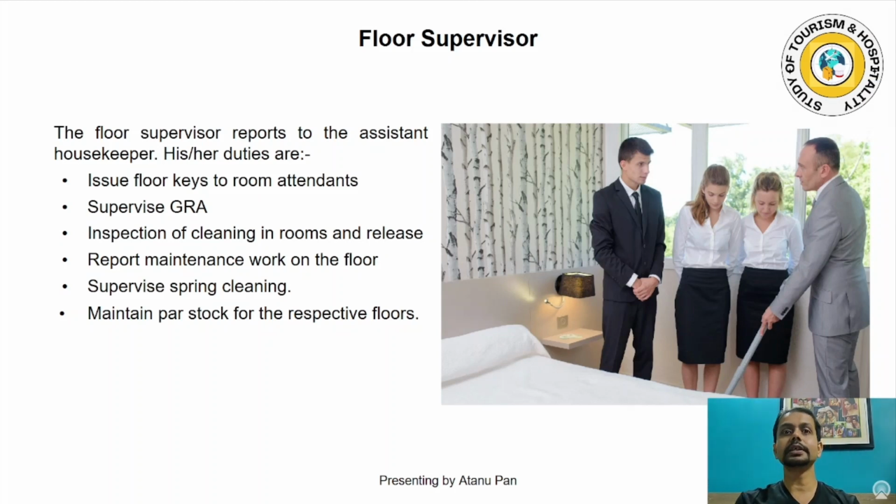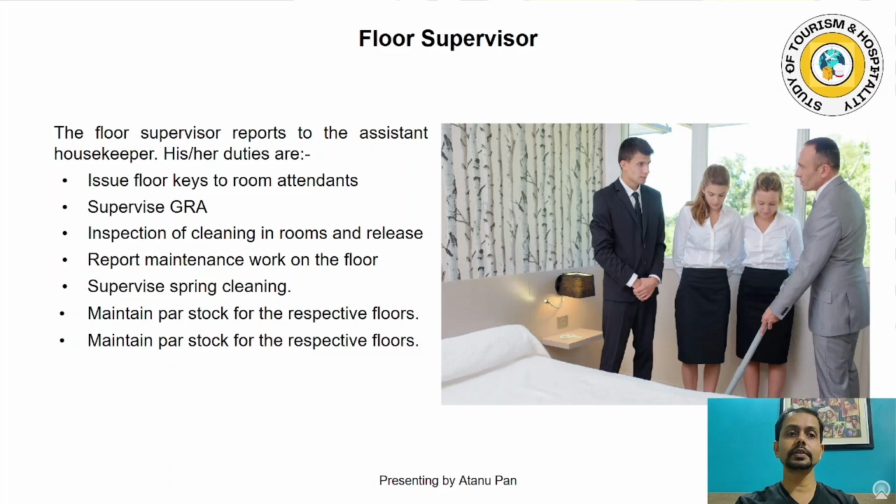Part stock, till now just remember that the minimum amount of linen which is required to run the operation smoothly, that is called the part stock. That means, for example, in any one floor, how many bed sheets are required so that the operation should not hamper. Okay, that is called the part stock of the floor. All right, so the part stock is actually maintained by the floor supervisor. Regarding the part stock, we will learn in detail in the chapter of linens. Okay, in detail.